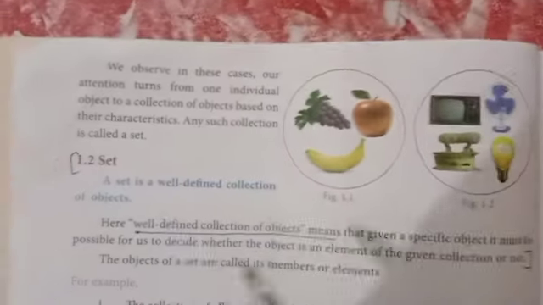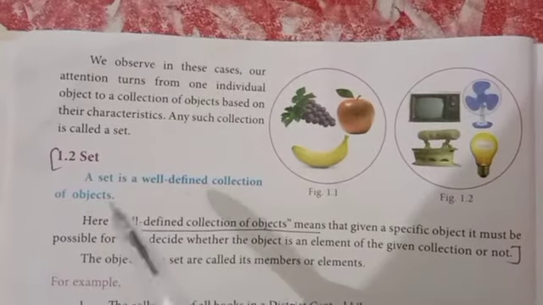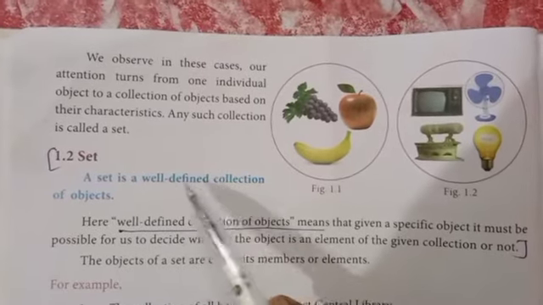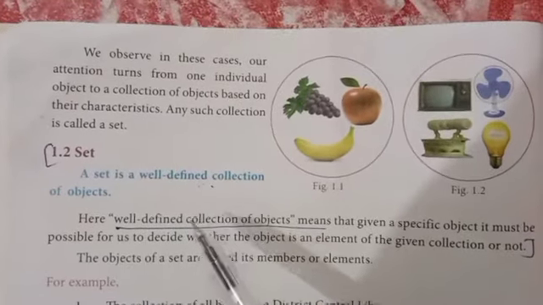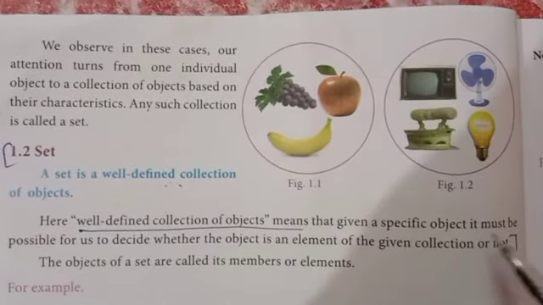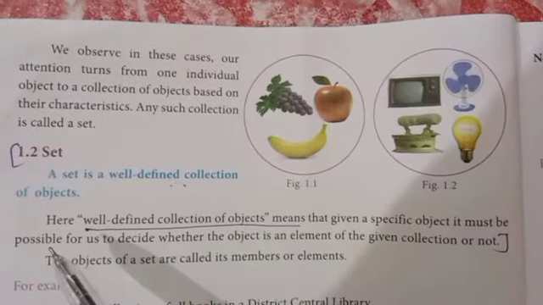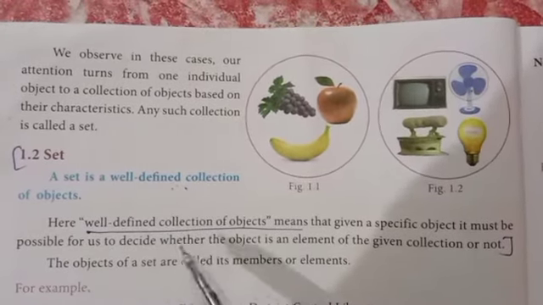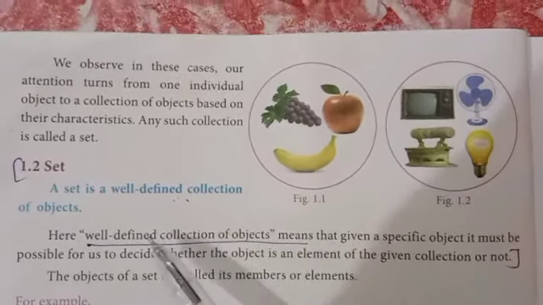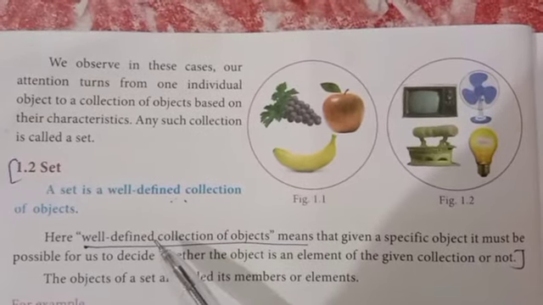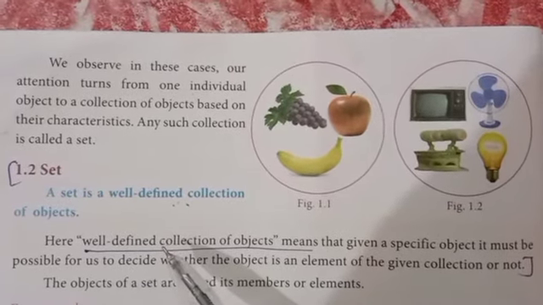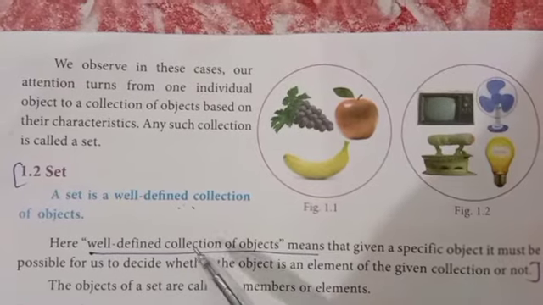So the definition: a set is a well-defined collection of objects. What is the meaning of well-defined? Well-defined collection of objects means that given a specific object, it must be possible for us to decide whether the object is an element of the given collection or not. Well-defined means it is possible to count, to identify, to make a definition about it.